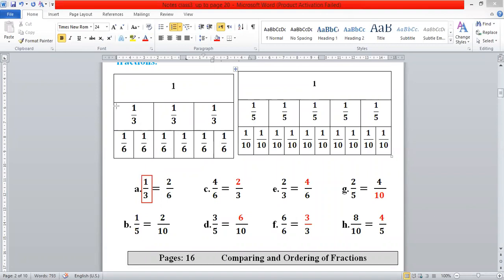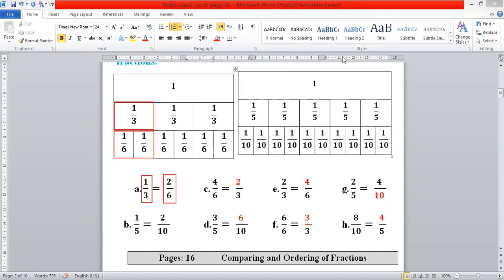Look at the table. This portion is 1 over 3. And if we want to compare this one with the 1 over 6 portion, this portion is equal to this portion. So here we have 1 over 6 plus 1 over 6. I already told you that the answer of 1 over 6 plus 1 over 6 is 2 over 6. In this way, we can find the missing numbers. Here the red numbers were missing.